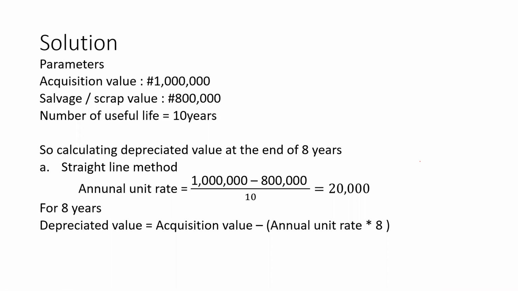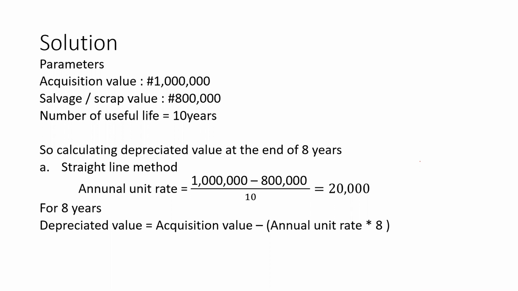So calculate the depreciated value at the end of 8 years. Number 1, using straight line method. Annual rate for straight line, if you can recall, the formula is acquisition value minus scrap or salvage value all over 10. So if you compute this, you should be getting 20,000 naira. So that means the annual unit rate of depreciation is 20,000 naira.